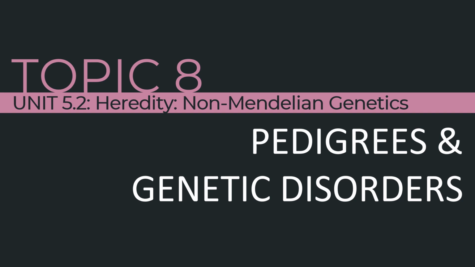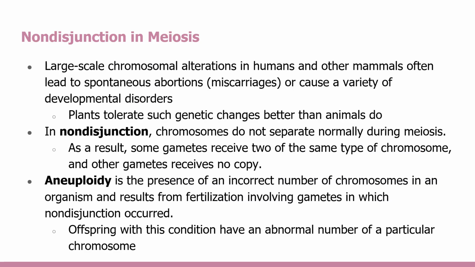Whoa, back at it again with topic 8, genetic disorders this time around. So large-scale chromosomal alterations in humans and other mammals often lead to spontaneous abortions or miscarriages, or cause a variety of developmental disorders. Plants handle this better than animals do.